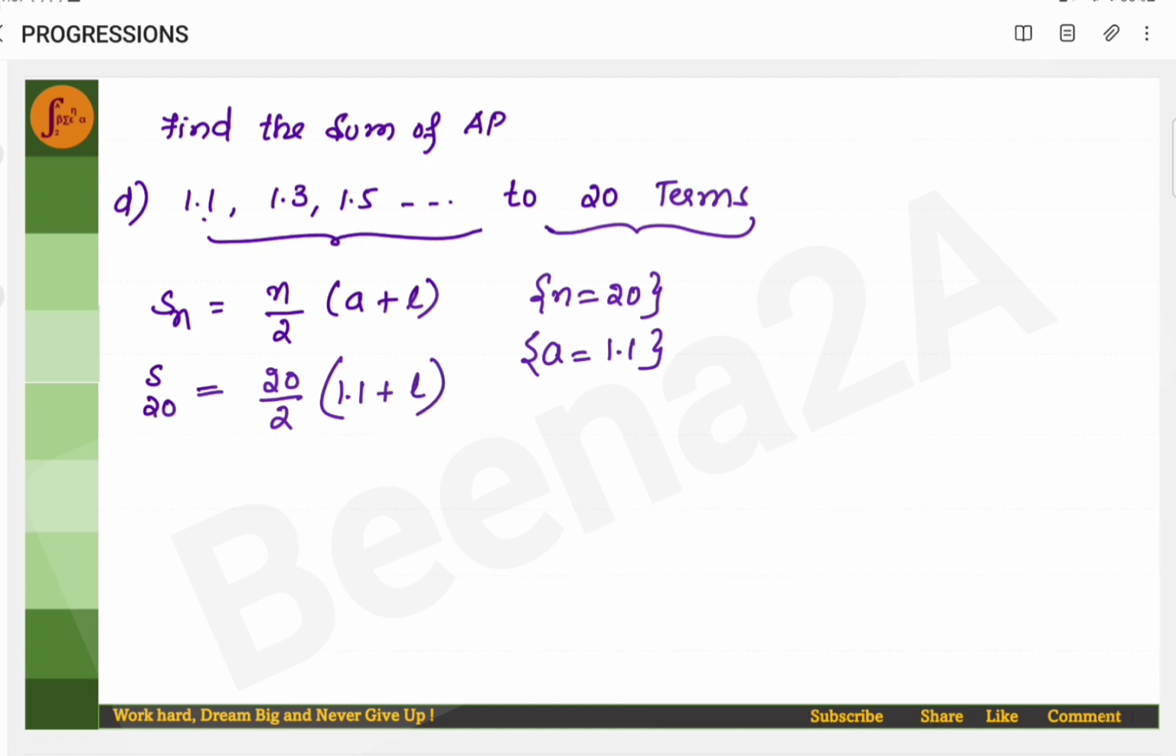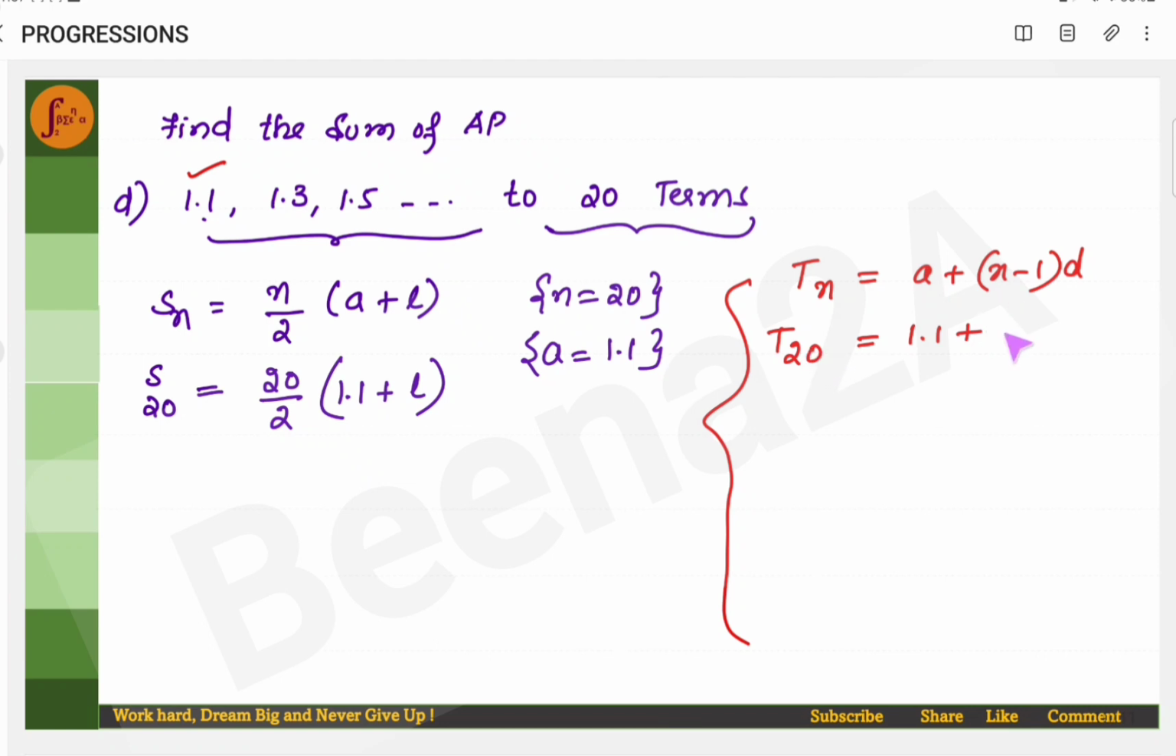No. But we know the 20th term is the last term. So we'll have to use the term formula. What is the term formula? Tn is equal to a plus n minus 1 into d. A is the first term, which is 1.1, plus n is the 20th term. We need to find the 20th term, which is the last term. So it will be 20 minus 1 into d. This is going to be 1.1 plus 19 into d.